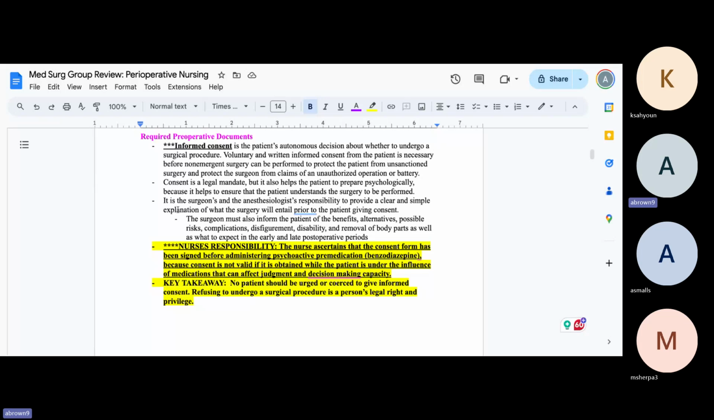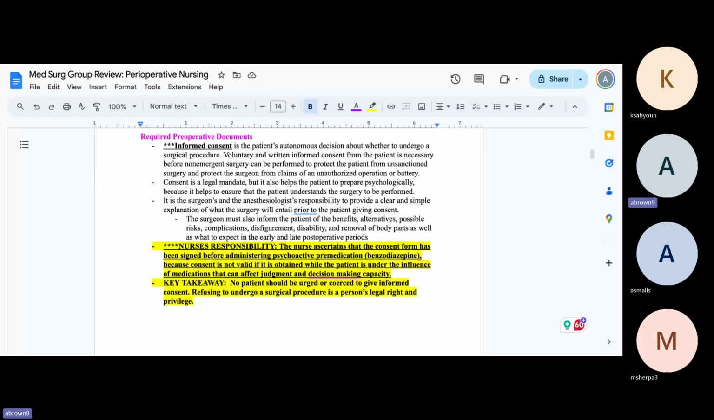It is the surgeon's and anesthesiologist's responsibility to provide a clear and simple explanation of what the surgery will entail prior to the patient giving consent. The surgeon must also inform the patient of the benefits, alternatives, possible risks, complications, and all things like that. So as the nurse, you want to make sure that the surgeon and anesthesiologist come in and explain all these things. And then you're going to give the patient the forms and you have to watch them sign the forms before giving them a medication.